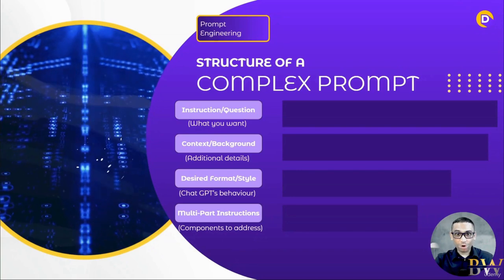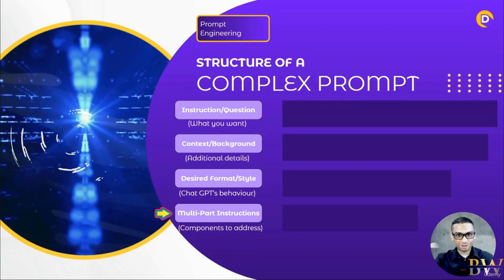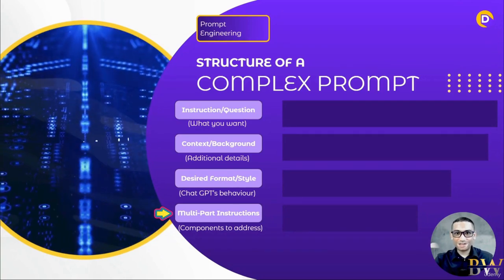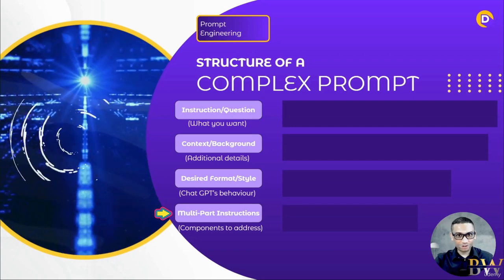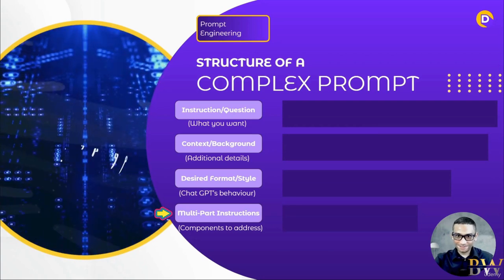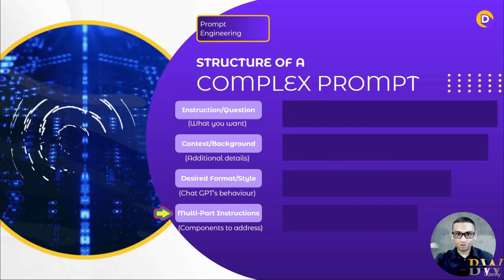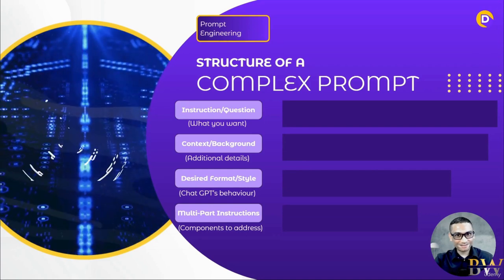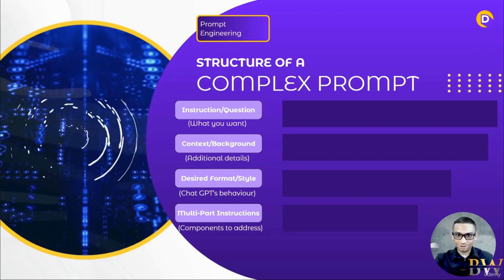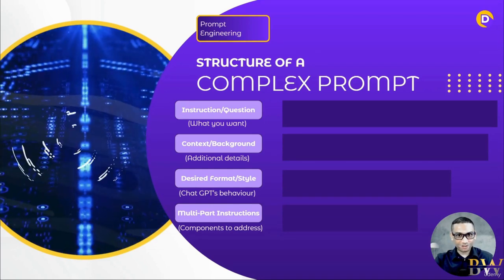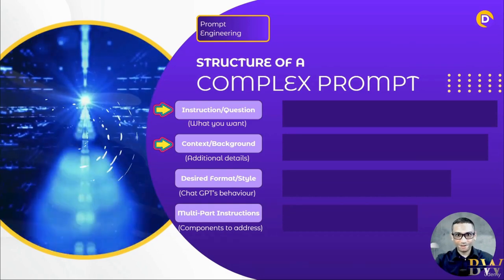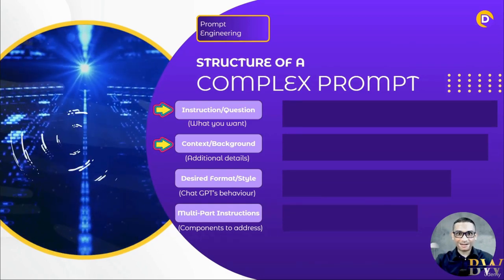A complex prompt often involves multi-part instructions. Multi-part instructions need to be specific, often sequential steps, or multiple components that ChatGPT's response should address. To demonstrate this, let me use an example for developing the structure of a simple social strategy to market an ebook. First, what do we want and for what?